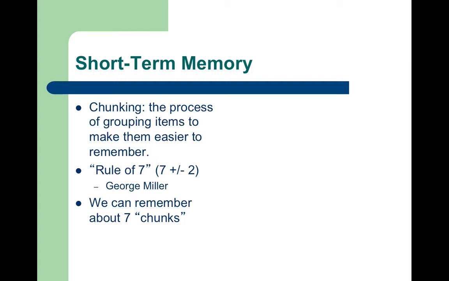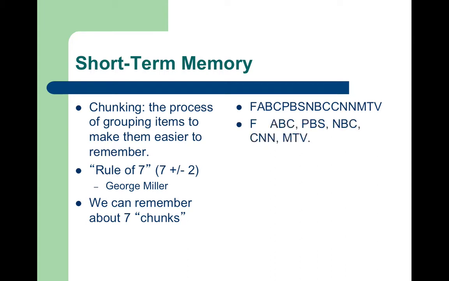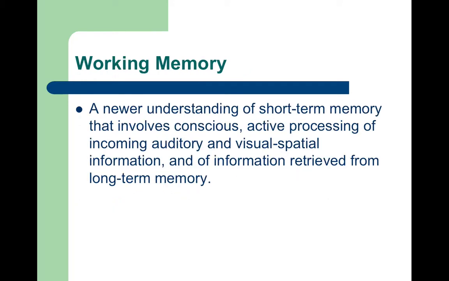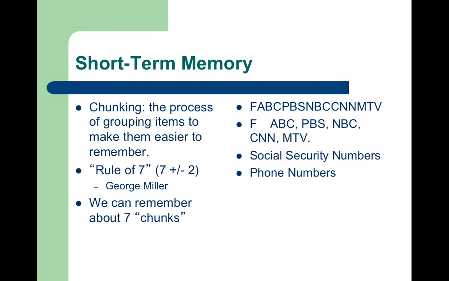Look at this first example here. If I had you read through all these letters in a row and try with 100% accuracy to recall all of the letters, you might have a difficult time. However, if I were to chunk them, you can see that besides the letter F, they're all television networks. That's why I mentioned social security numbers, phone numbers. They're good examples of how chunking works.